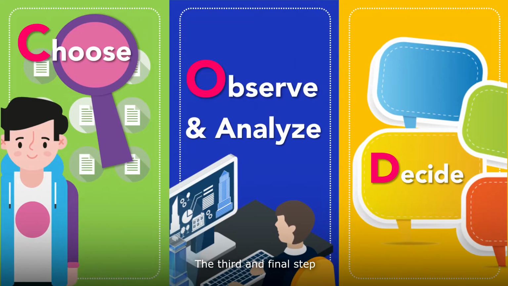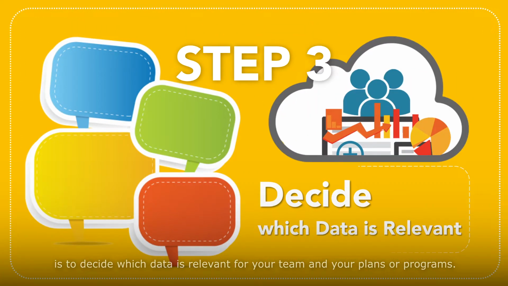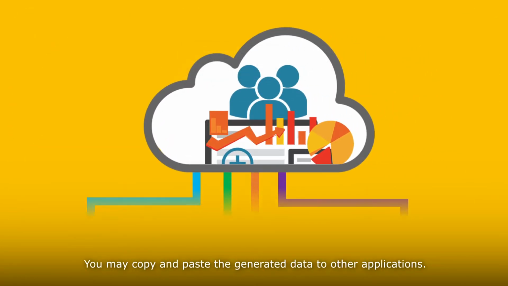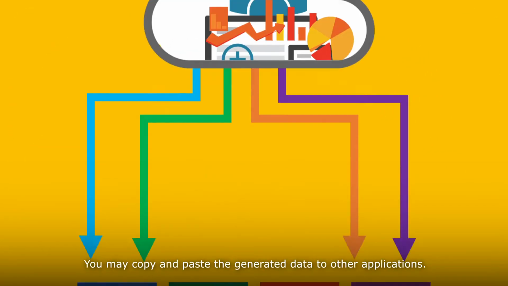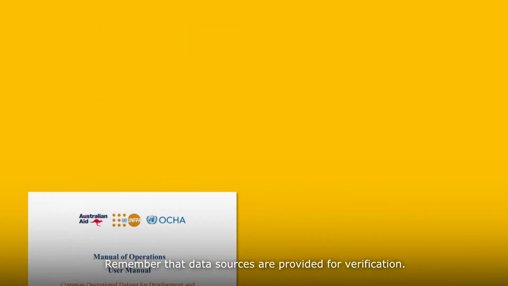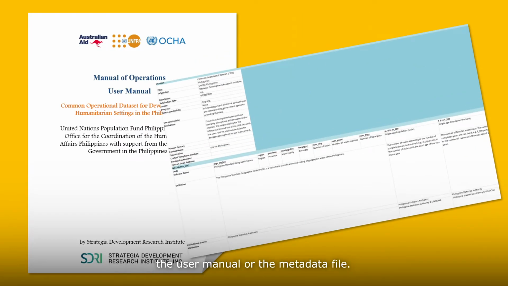The third and final step is to decide which data is relevant for your team and your plans or programs. You may copy and paste the generated data to other applications. Remember that data sources are provided for verification. You may look at the embedded information in the COD, the user manual, or the metadata file.